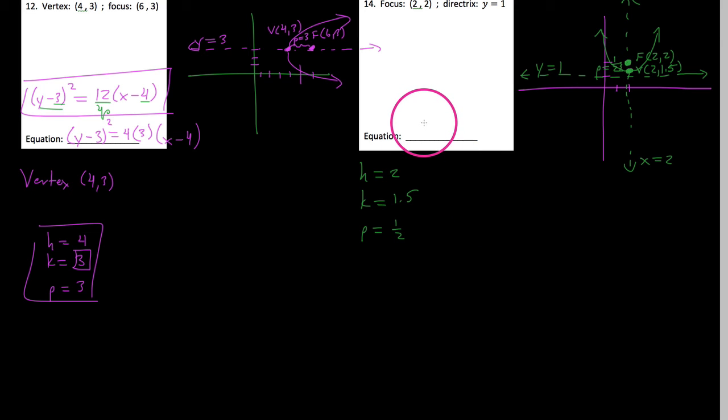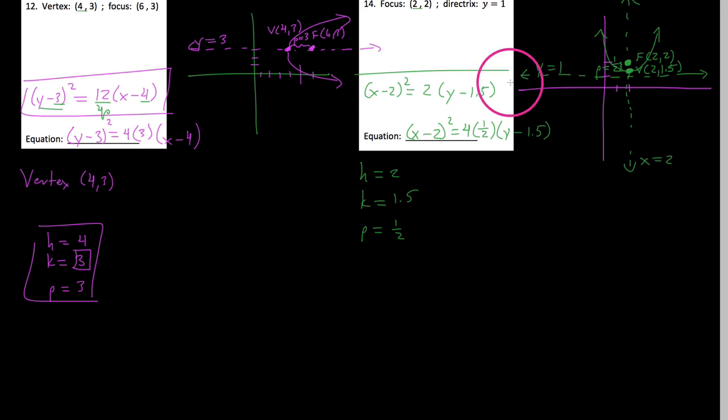Let's go ahead and build our equation. Now this is a vertically oriented parabola, so the very first thing we're going to do is start with x minus h being squared. We're going to say x minus h squared equals 4 times p, so 4 times a half, times y minus k, and in this case our k is 1.5. Cleaning this up, we get x minus 2 squared equals 4 times a half, which is 2, times y minus 1.5. And we can see that this would be a parabola that has its vertex at (2, 1.5) and opens upward because we have a positive p value here. If 4p equals 2, then p must be positive.